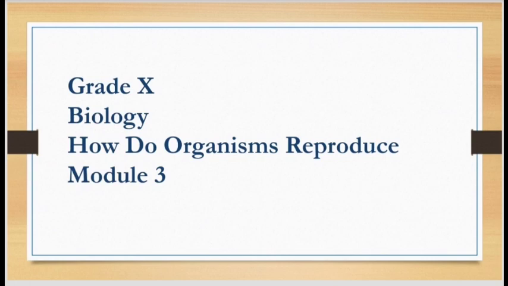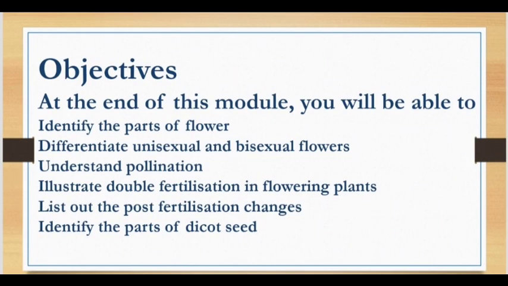Grade 10 Biology Lesson: How do organisms reproduce? Module 3 Objectives. At the end of this module, you will be able to identify the parts of a flower, differentiate unisexual and bisexual flowers, understand pollination, illustrate double fertilization in flowering plants, list out the post-fertilization changes, and identify the parts of a dicot seed.